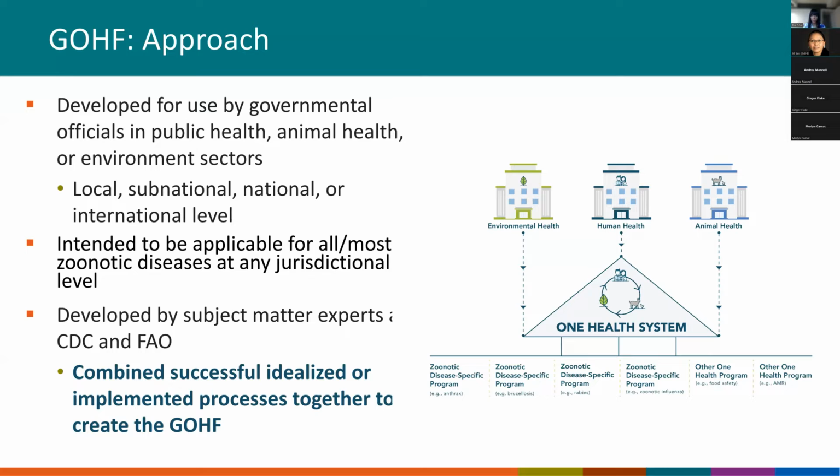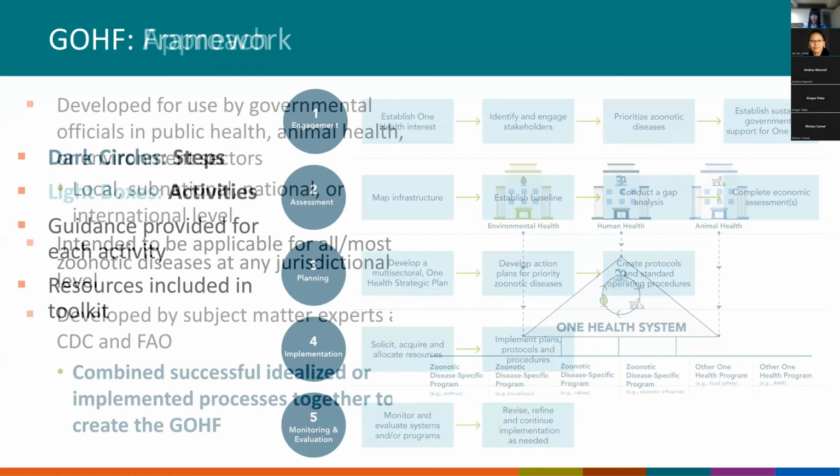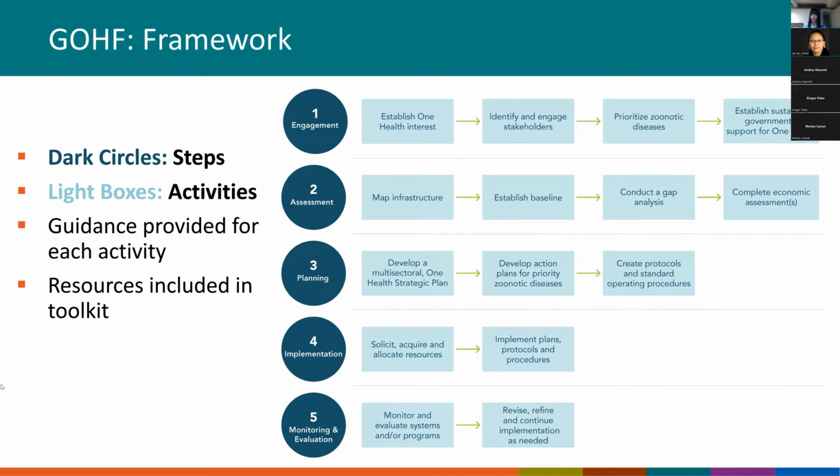And I'll quickly go through some of the components of the generalized One Health framework so that you can see what's at your disposal if you ever need this information. So this is the overall GOF framework. It's really meant to develop or improve capacity for any given zoonotic disease through the use of a zoonotic disease program. So the dark teal circles are 5 steps, and the light boxes are corresponding activities for each step.